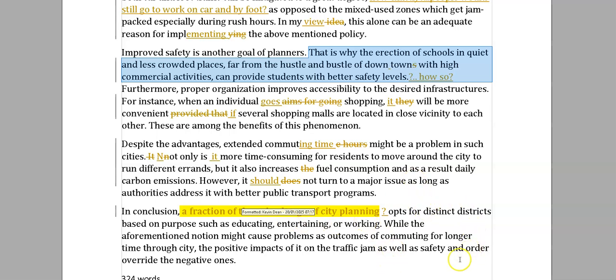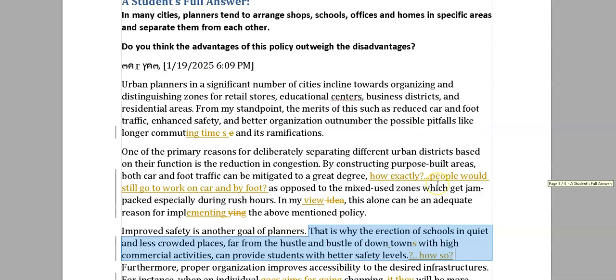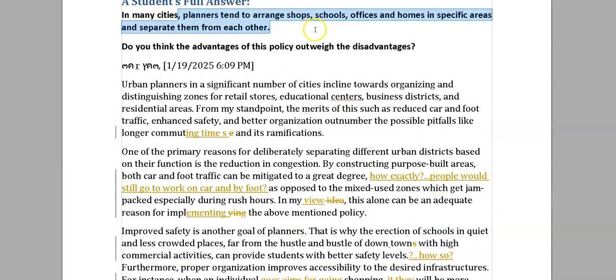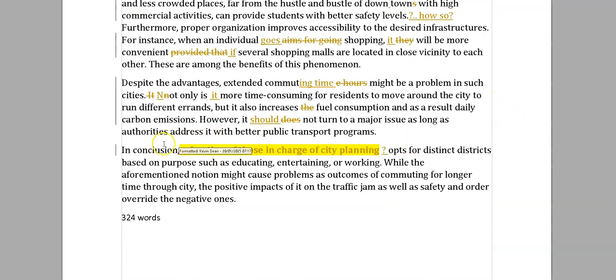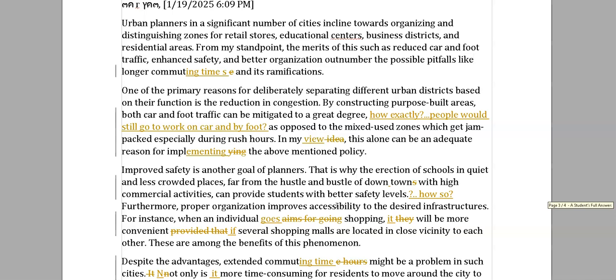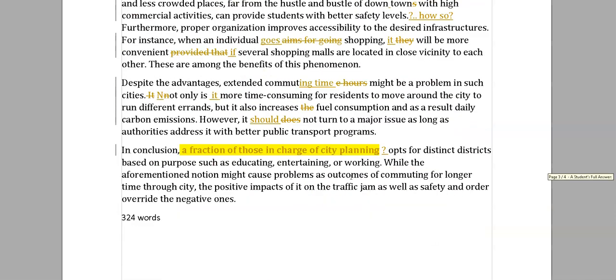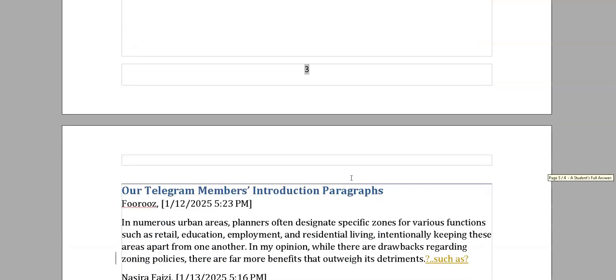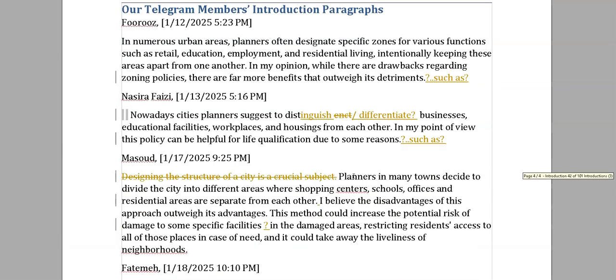A fraction? Well, it doesn't say that, does it? It says planners tend to arrange. So in general, city planners, that's what they do. So what does this mean? A fraction in those in charge? Okay, well, that doesn't quite work out. So anyway, there's a few things there. You can see. So not too bad, but it needs to be a bit more specific.